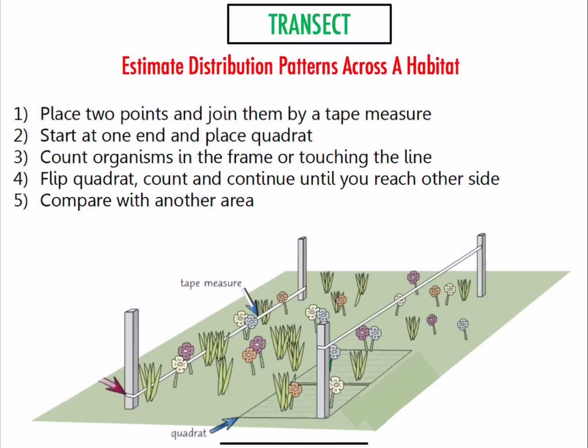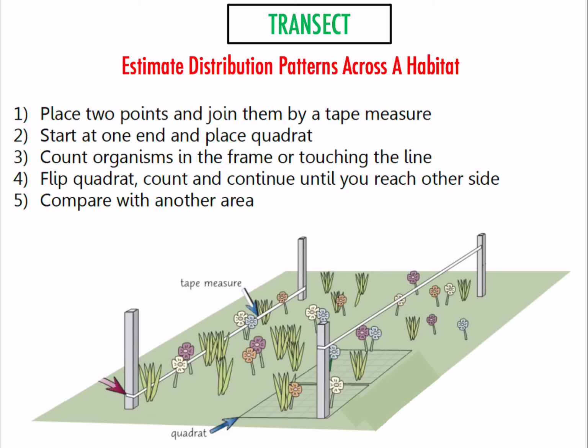A transect is used to estimate distribution patterns across a habitat. So, for example, let's say it won't ask you how many daffodils there are, but instead it will say to you, if you go from the west side of the park to the east side of the park, what happens to the number of daffodils? How does the distribution change?